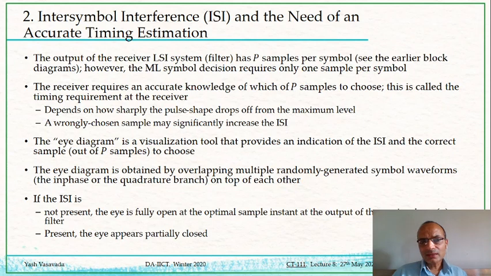Now, this is an entirely a topic of its own. It will not be covered as a part of this CT 111 course. How to do symbol timing estimation, how to appropriately time our receiver so that it makes the accurate selection of the symbol timing. That's a whole new topic by itself, and in fact, entire textbooks have been devoted to the topic of the timing estimation at the receiver.